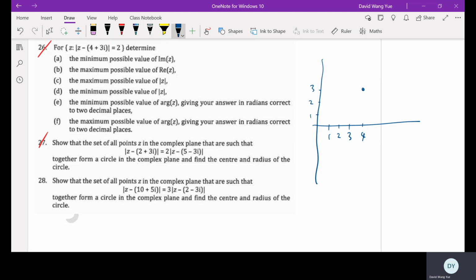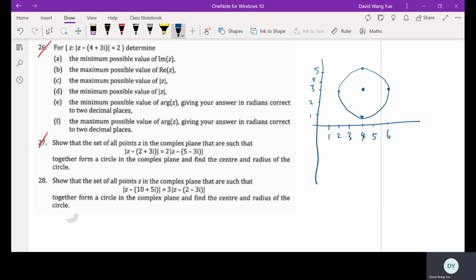If the radius is 2, on the left, it should be at (2, 3), because the radius is 2. On the right, we're also passing (6, 3). The minimum point, the lowest point, is (4, 1). The maximum point should be (4, 5). Okay, so we have a circle like this.